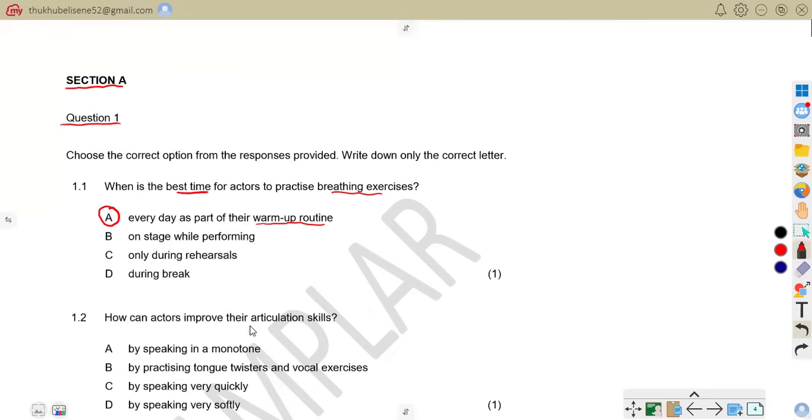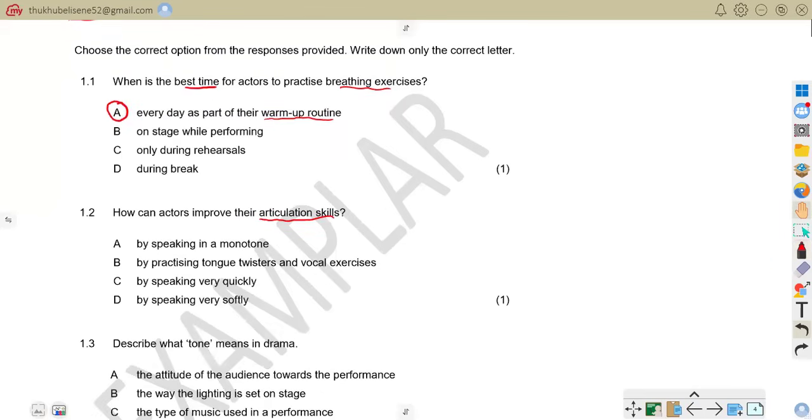1.2, how can actors improve their articulation skills? Of all the given options, the correct answer there is B: by practicing tongue twisters and vocal exercises. That is how they can improve their articulation skills.